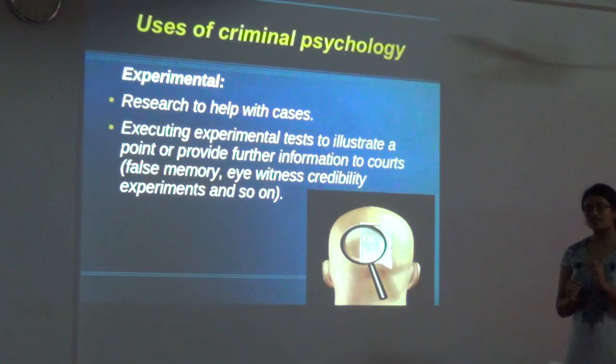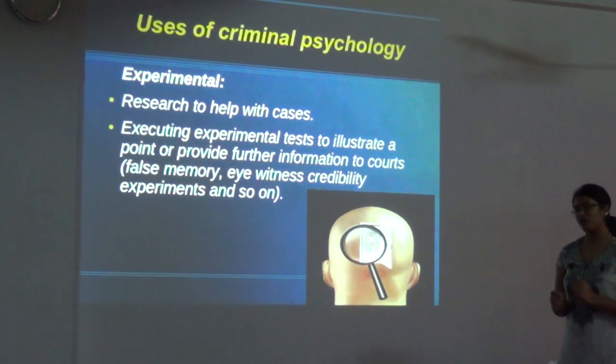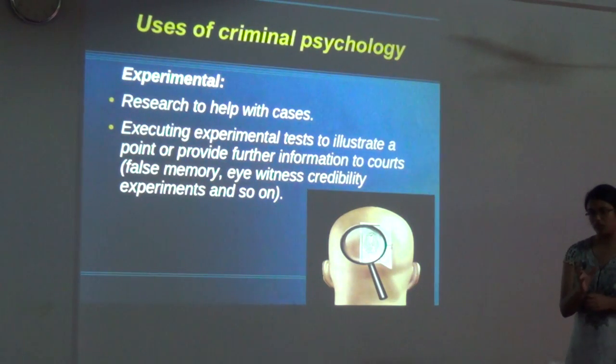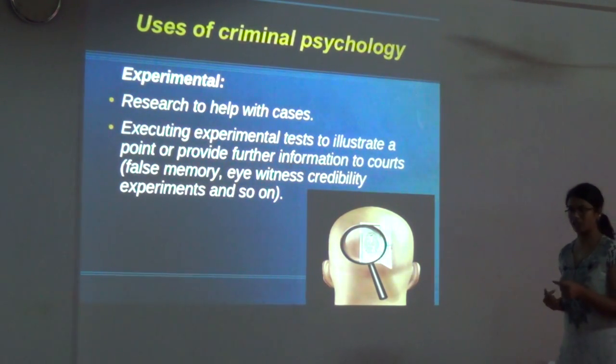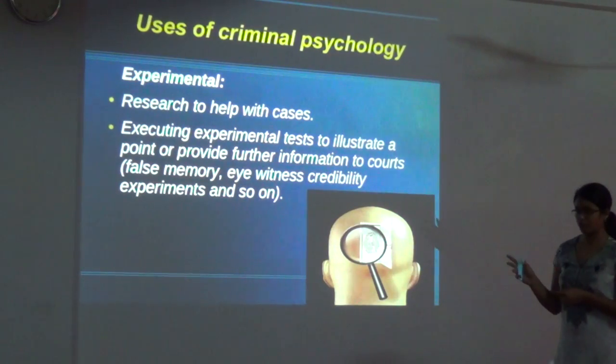So you ask questions like, at what distance were you when the crime occurred? Suppose the eyewitness says they were at a distance of 100 meters when they saw the crime occur. You then test, based on your knowledge, whether it was possible for the person to see something at such a distance. This is the experimental use.